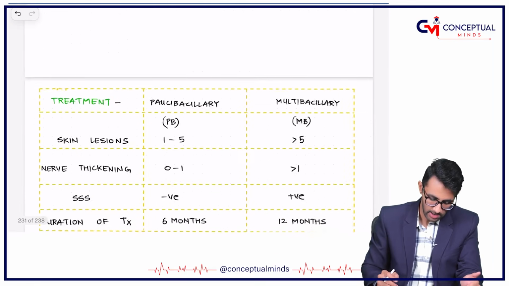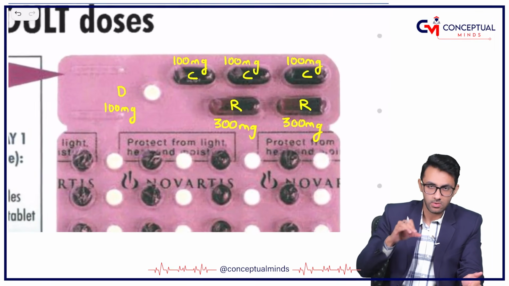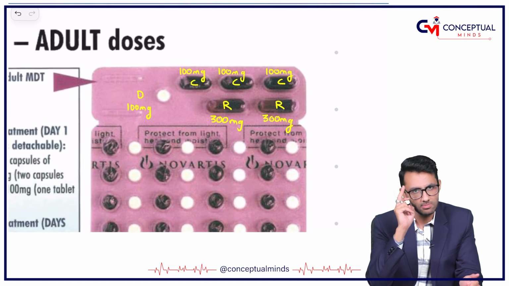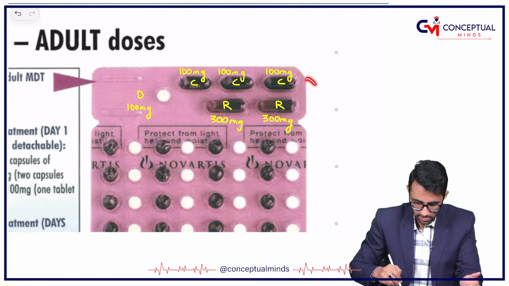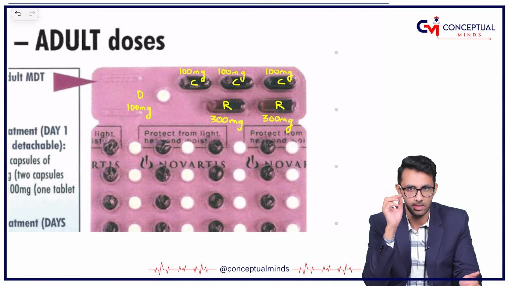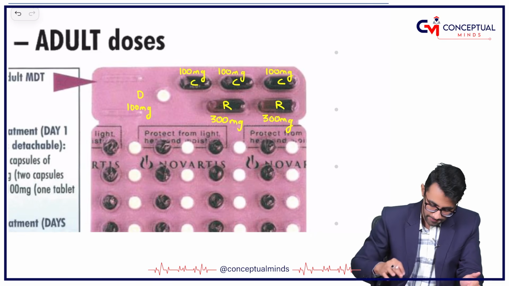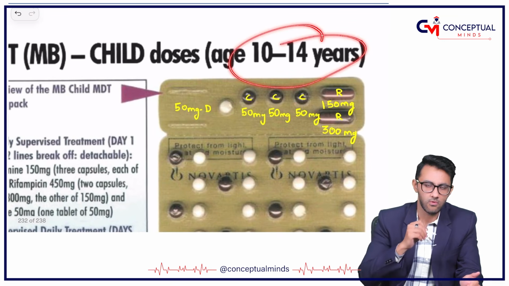And at the end, you can see the upper part is the supervised part. The patient has to take it in front of you. The bottom part is the unsupervised part. The patient is responsible for his own well-being. So this is about the children's regimen, for ages 10 to 14 years.